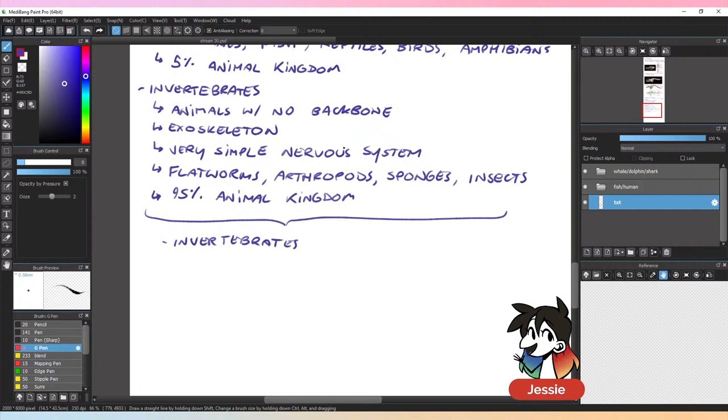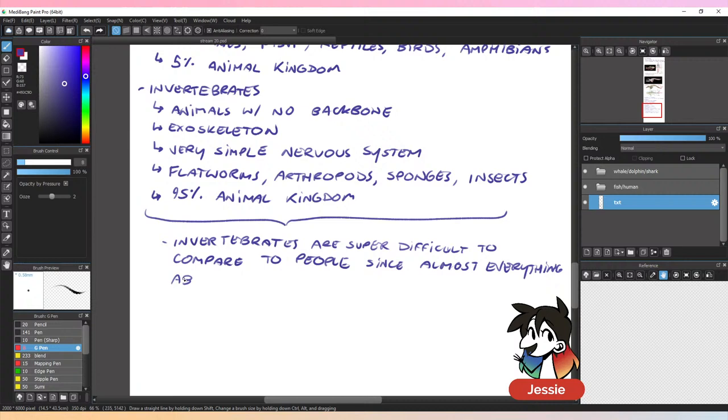Invertebrates are super difficult to compare to people. That's what makes it so interesting. Very true. It's almost everything about their anatomy. Their anatomy is different than ours.